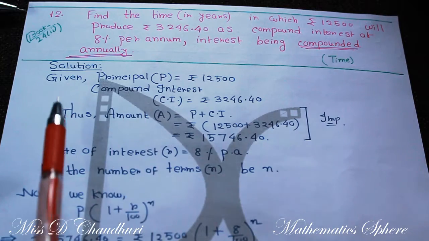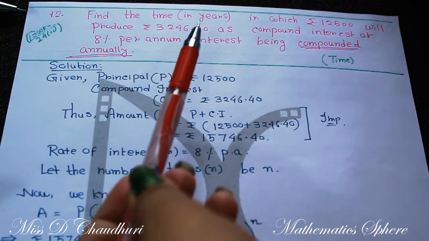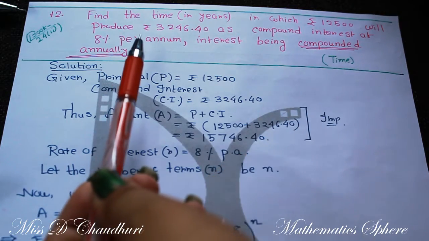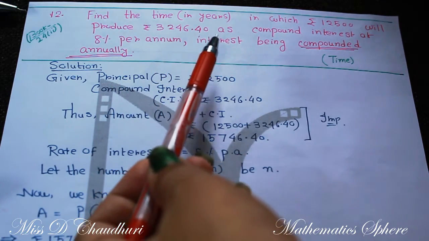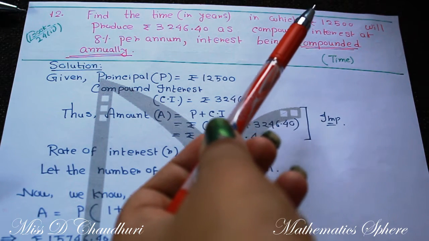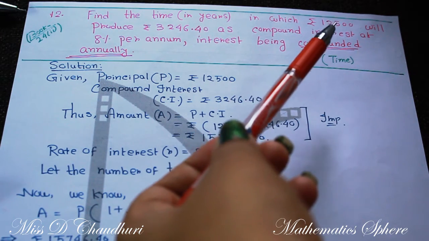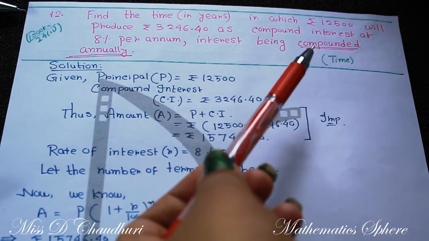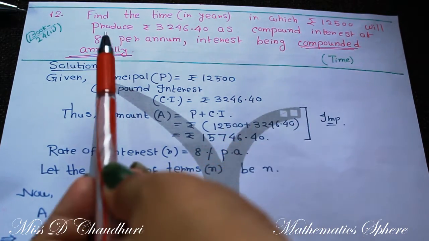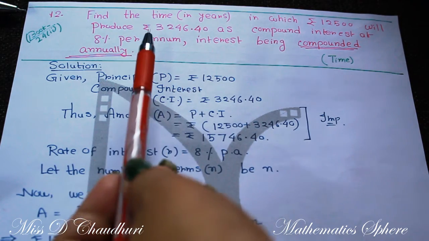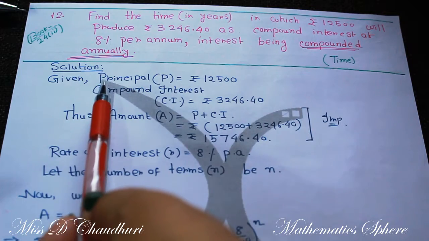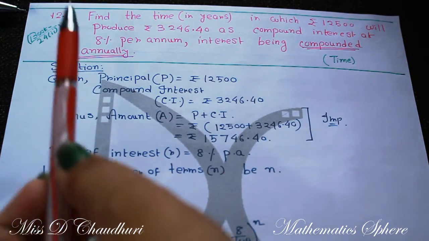So see this question, what they have told: find the time in years in which rupees 12,500 will produce rupees 3246.40 as compound interest. Be very careful, this is compound interest, this is not the amount. It means we have one extra step, we will have to add it to the principal to get the amount. Interest at 8% per annum, so the rate is also provided to you. Interest being compounded annually, they have already mentioned that.